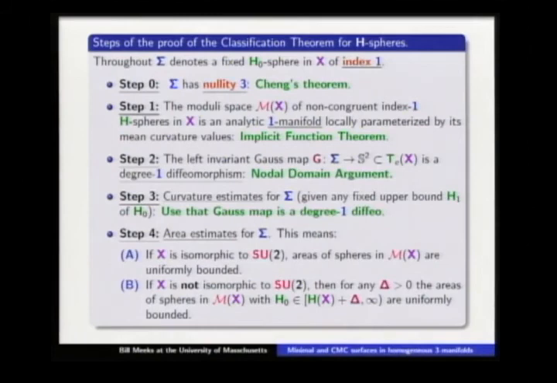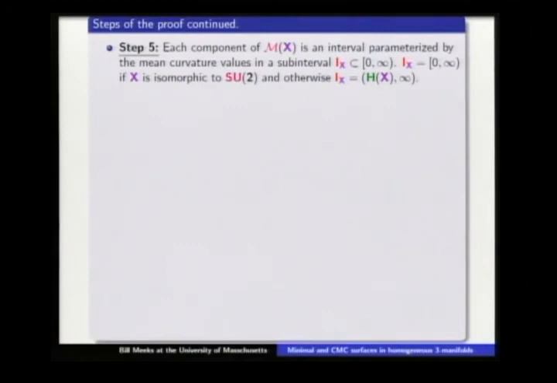Once you get area estimates, then you can understand what happens on these examples. The spheres can keep going until they stop having finite area. But that can only happen when they go to certain values. And they can always go smaller, right? The mean curvature can always increase. So anyway, we kind of understand the components of the space and how they're parameterized.